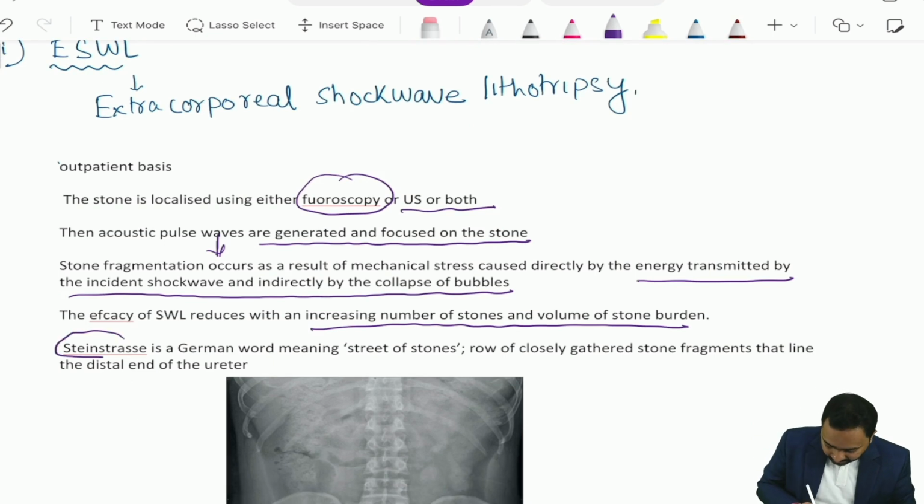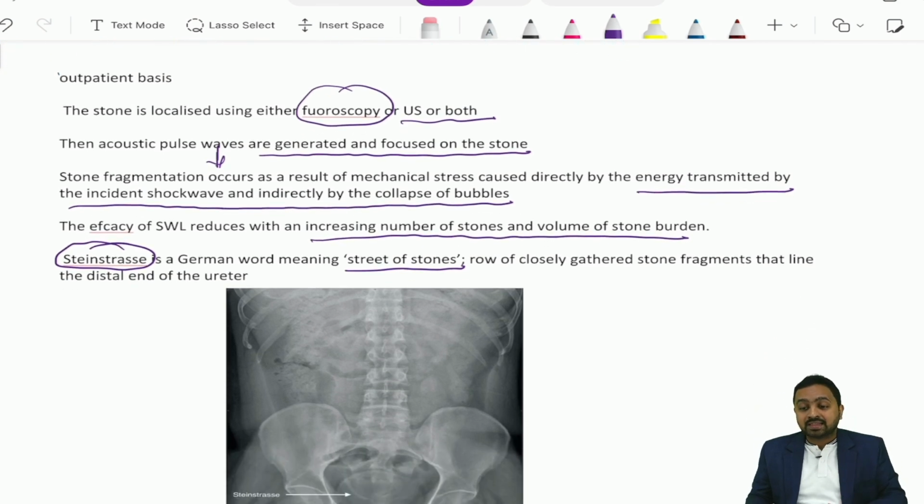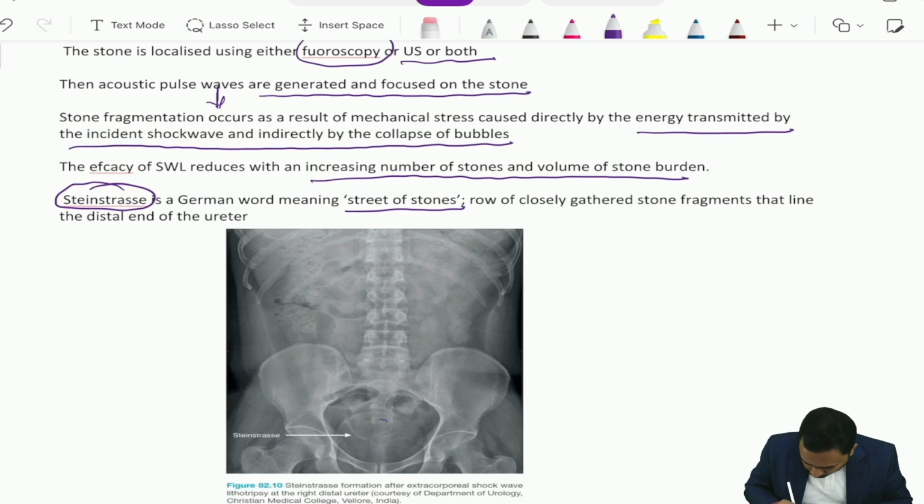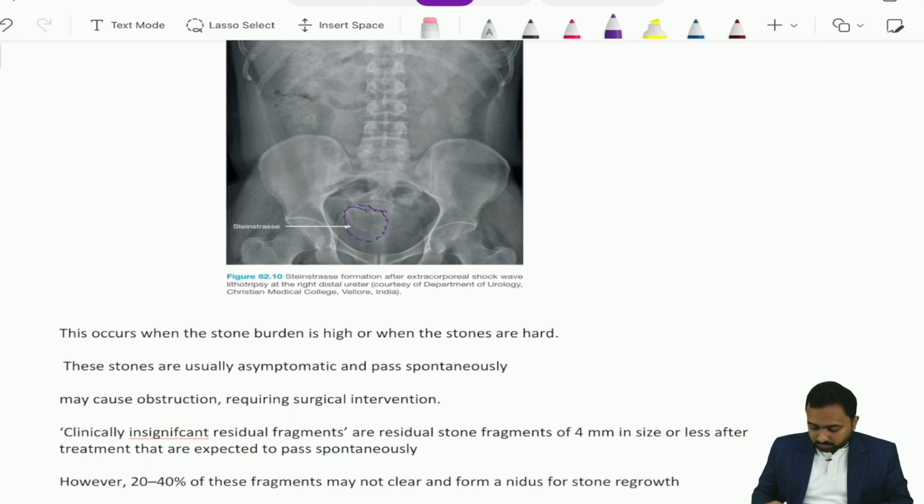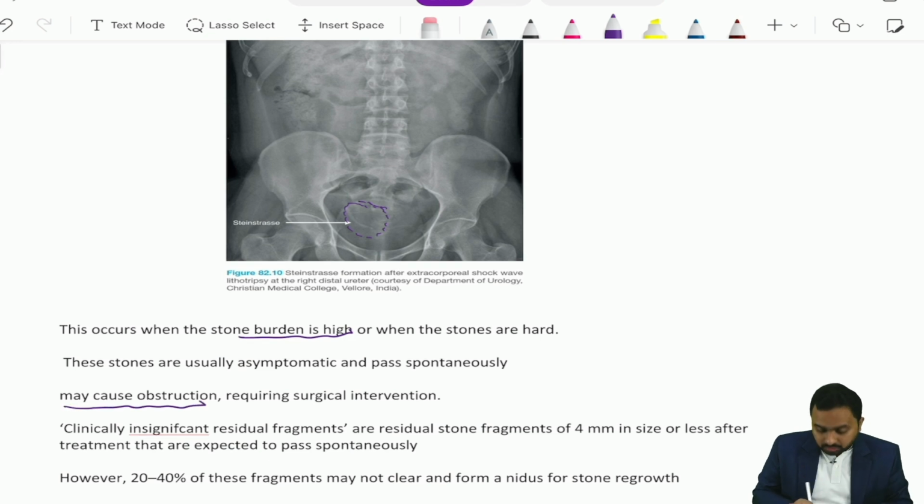Then we have Steinstrasse, which is a German word meaning street of stone. So it is a row of closely gathered stone fragments that lie in the distal end of the ureter. You can see over here, this is demonstrating Steinstrasse. Now when does this occur? This occurs when your stone burden is high and your stones are hard. The stones are usually asymptomatic and pass spontaneously, but they may require surgical intervention when they cause obstruction.